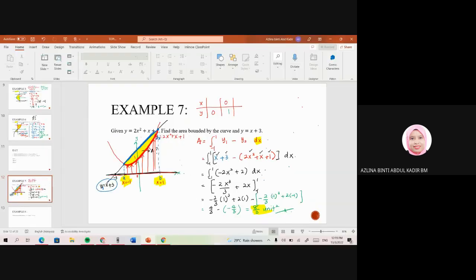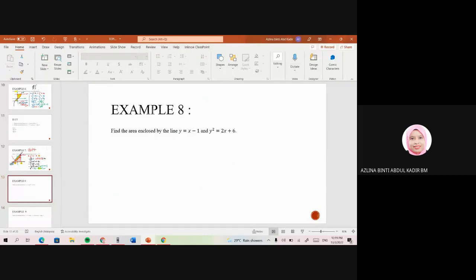Okay. Check. Next example, 8y is equals to, okay.